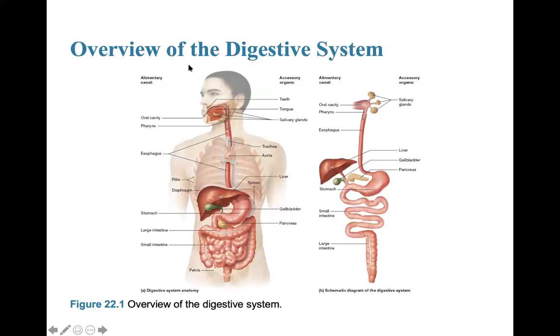And here we can see an overview of the digestive system and the organs. So it starts in the oral cavity here, pharynx, esophagus, stomach, small and large intestines, and here are your accessory structures: liver, gallbladder in green here, pancreas here, and then you have your various salivary glands and teeth up top there.